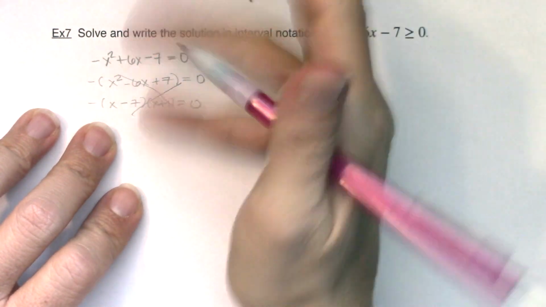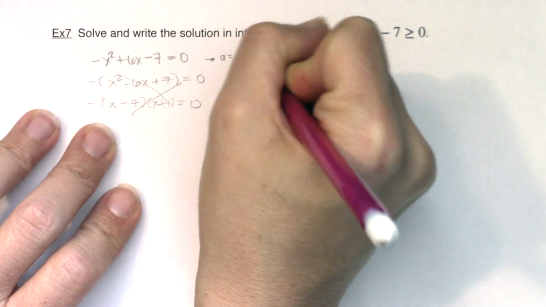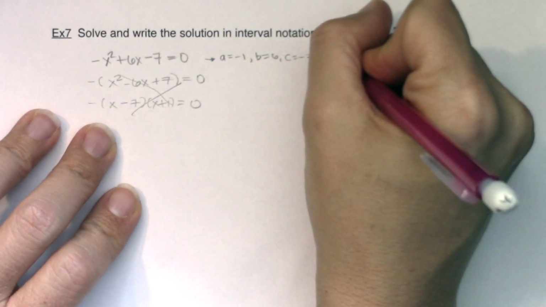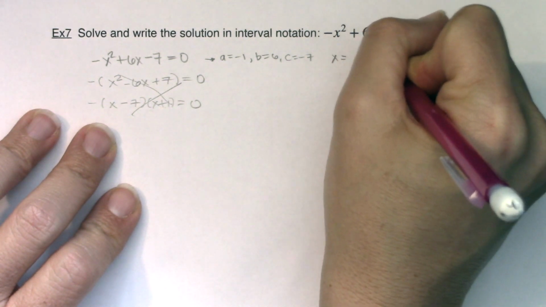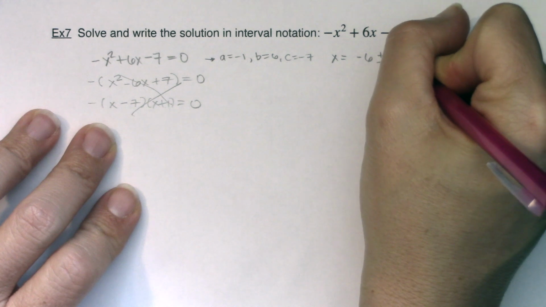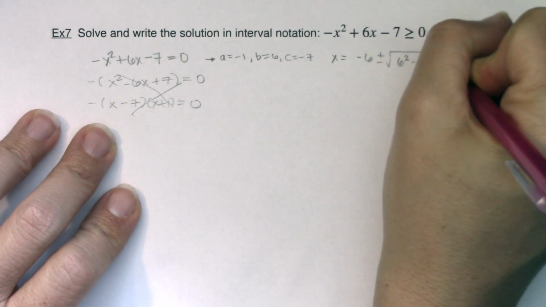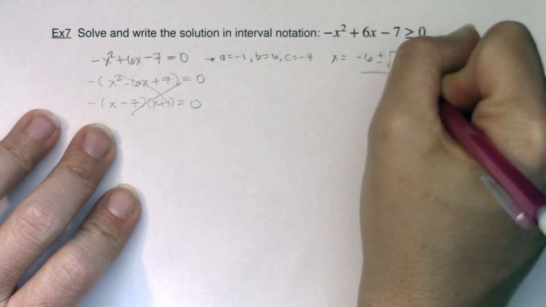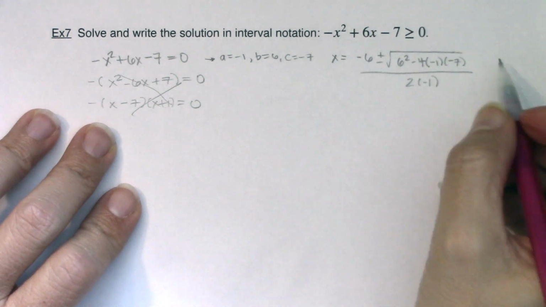So here, let me get rid of my eraser, right? I'm going to say A is negative 1, B is 6, C is negative 7. And let's see if we can do this. So I'm going to have x equal negative b plus or minus the square root of b squared minus 4 times a times c all over 2a. All right, so let me clean this up a little bit.